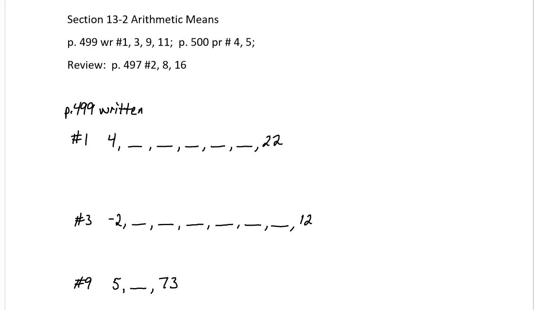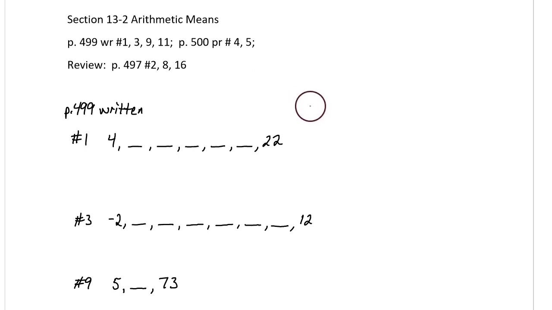Here are the answers for the section 13-2 homework, starting with number 1. We're asked to find 5 arithmetic means of an arithmetic sequence where the first term is 4 and the last term is 22. That is, we want to find all those numbers in that sequence so that they're evenly spaced and they have a common difference between terms.